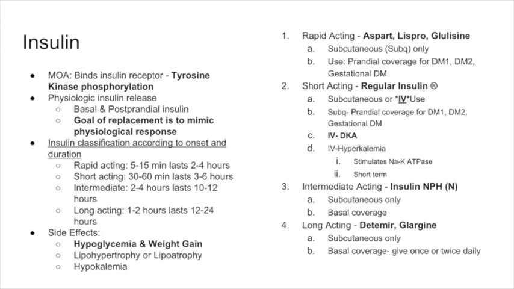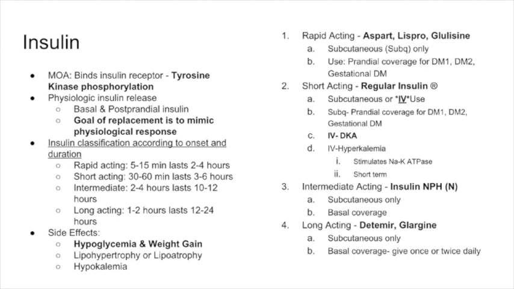So the first thing that we're going to talk about is insulin, and insulin just provides replacement for the endogenous insulin that we have. How it works is actually pretty important to understand, including what kind of receptor it is. It binds to the insulin receptor, which is a tyrosine kinase receptor, and it causes its phosphorylation.